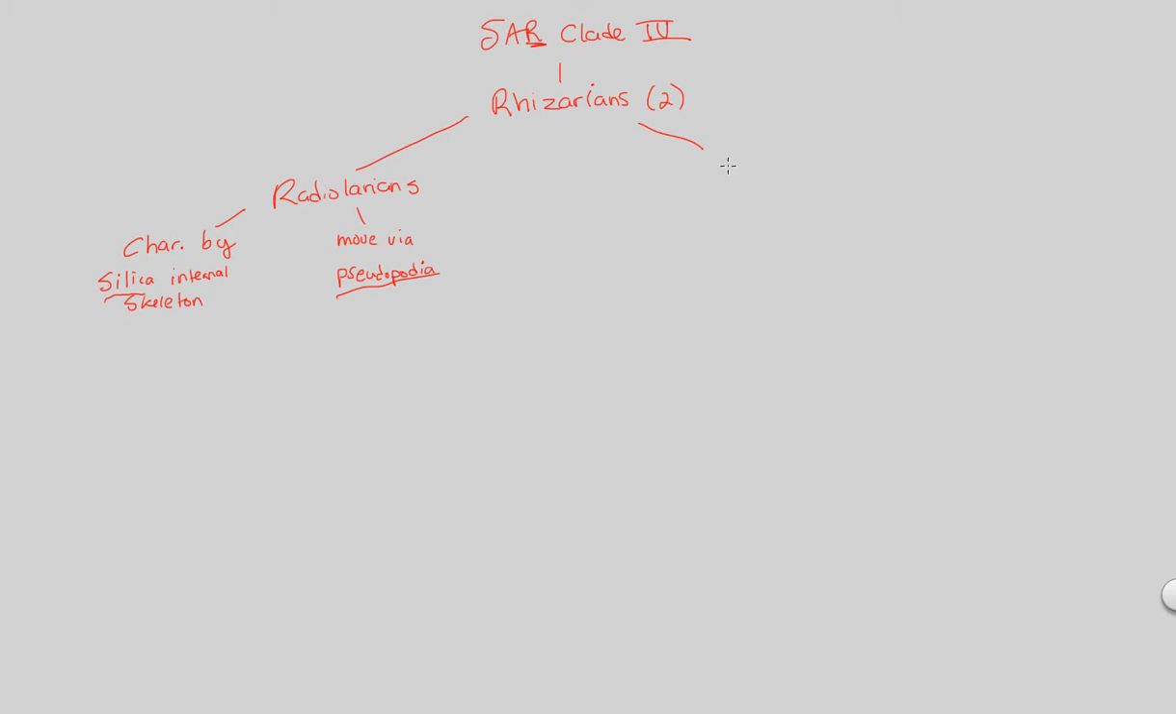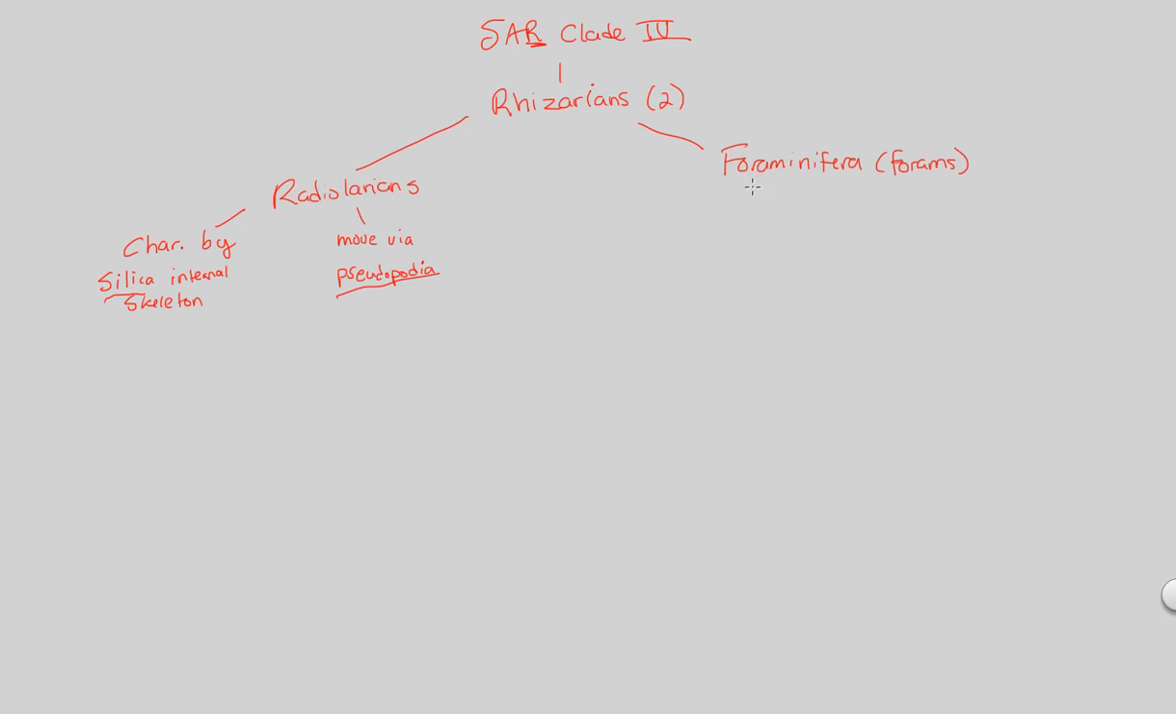And the last one for the Radiolarians is the Foraminifera. Make sure I spelled this right. Did I spell it right? No, I spelled it wrong. Foraminifera. I think that's right. And this is also referred to as simply the forams. I like that a lot better than the foraminifera.